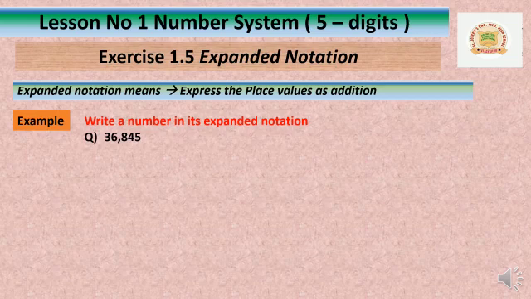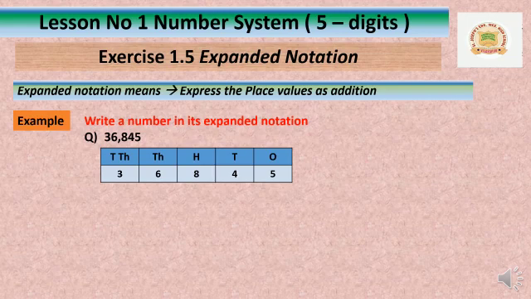36,845. Now let us place this number into the place value chart of 5-digit numbers. As I told, the 5-digit numbers place value chart begins with 10,000s. So to write the expanded notation, we have to begin with the biggest place of the place value chart. Which is the biggest place here? That is 10,000. In the 10,000s place, which number are we having? 3. 3 is equal to 30,000.